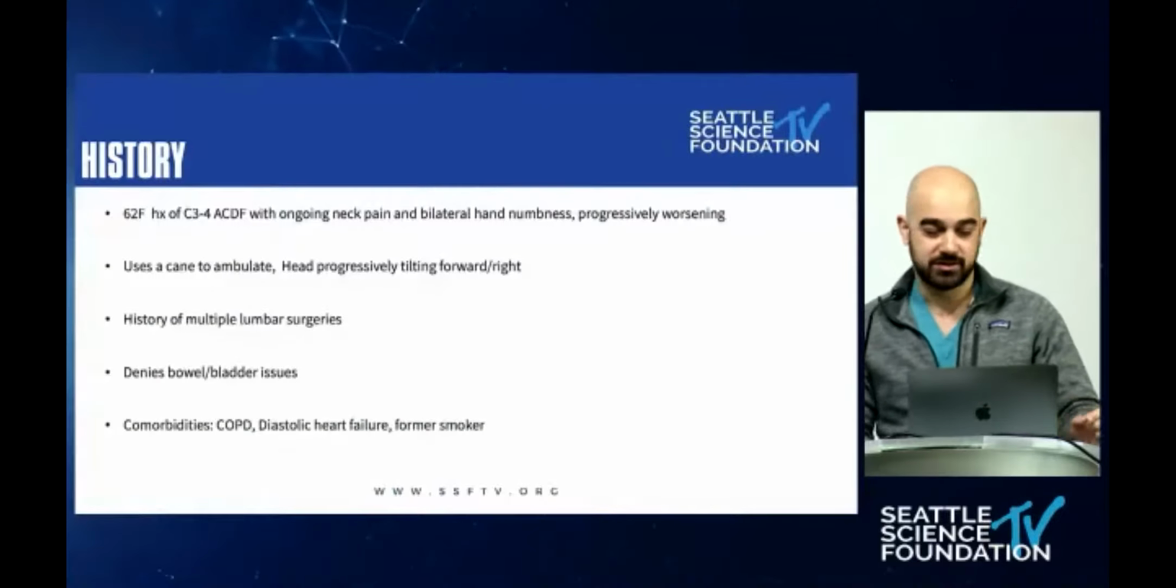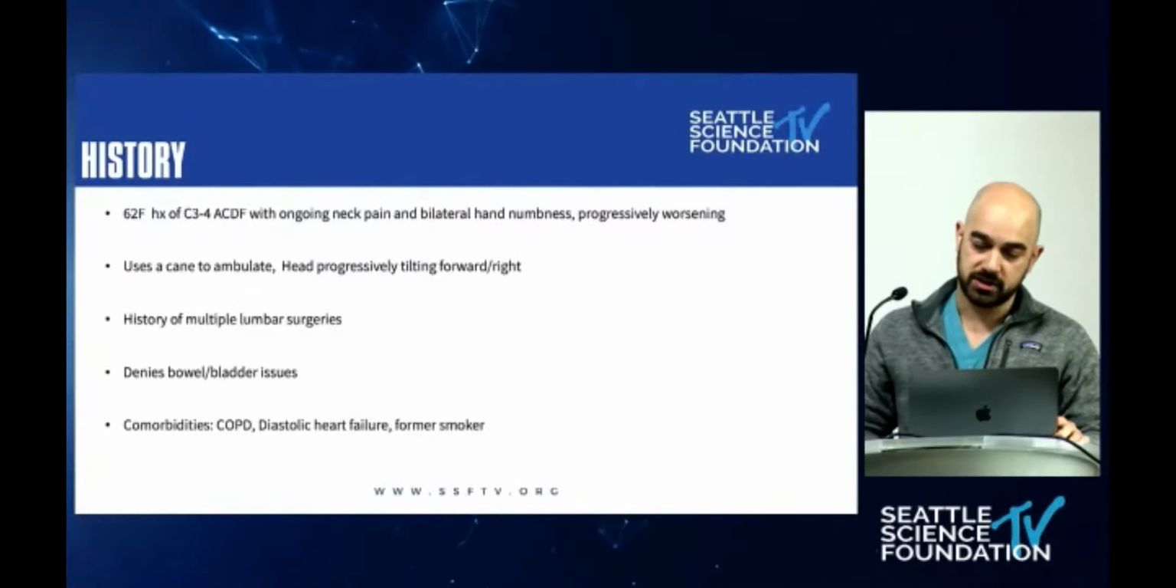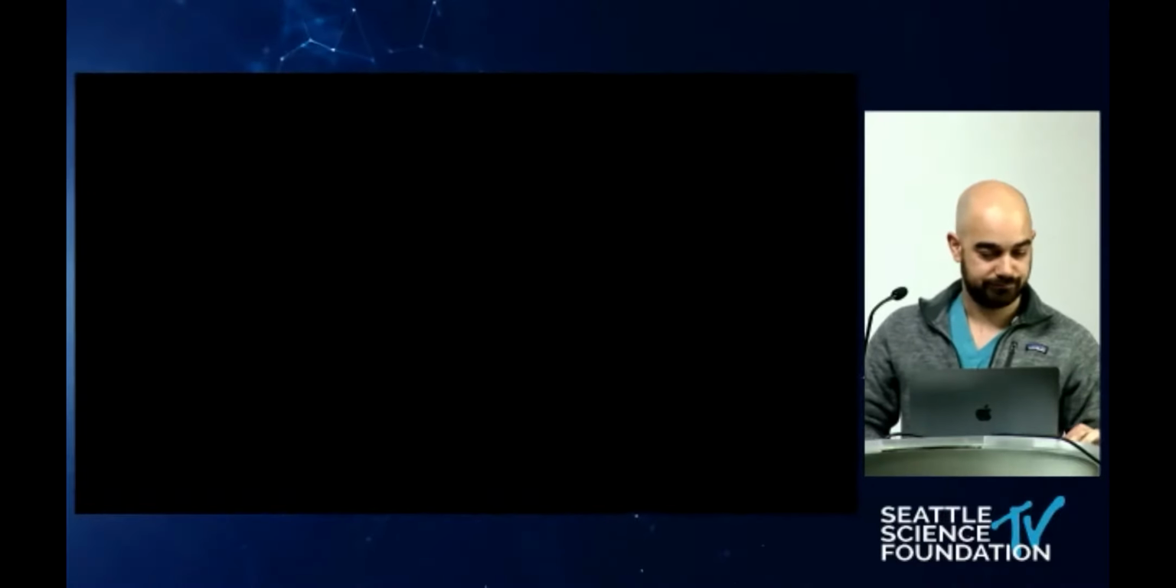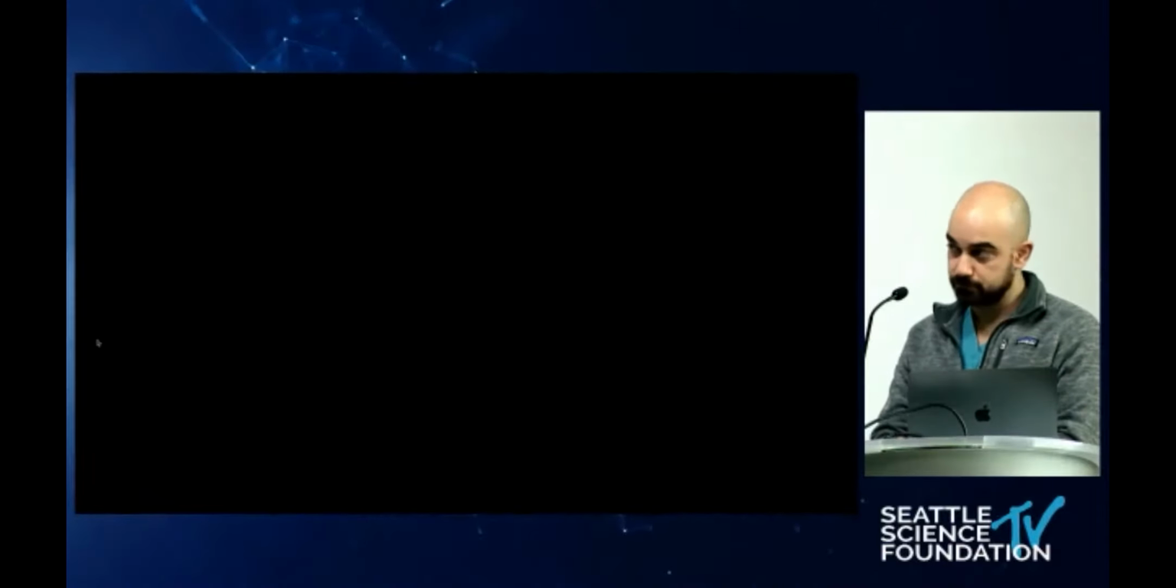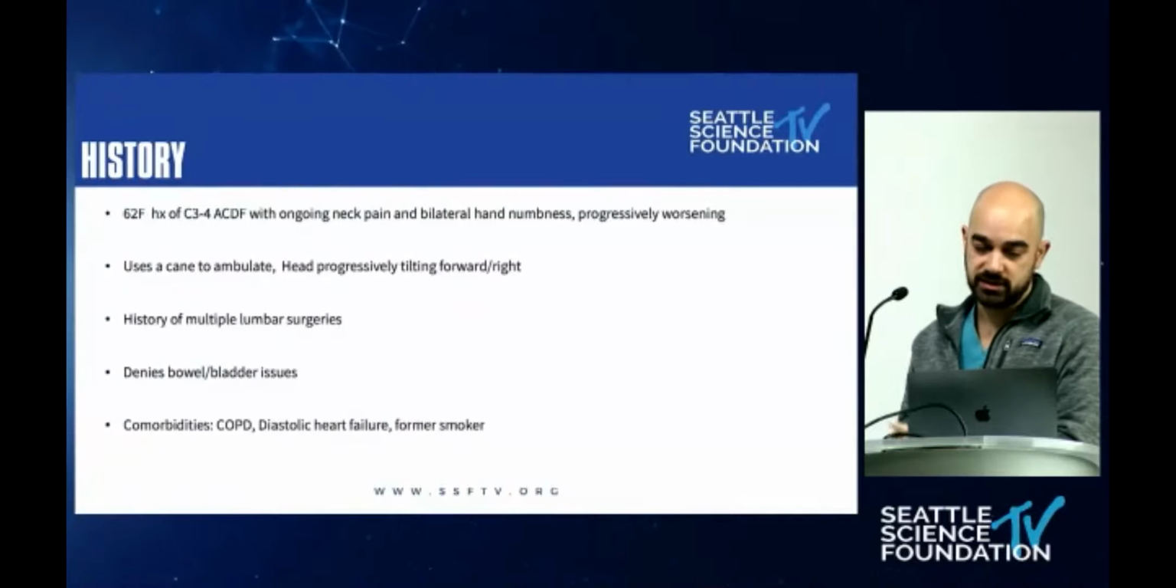All right. This patient is a 62-year-old female. She had a history of C3-4 ACDF with ongoing neck pain and bilateral hand numbness that was progressively worsening over the years, along with her ambulation. At this point, she has to use a cane to ambulate, and she feels that her head is progressively tilting forward and to the right. She has a history of multiple lumbar surgeries, including fusion at multiple levels and eventually removal of hardware. She doesn't have any bowel or bladder issues. Her comorbidity is that she has COPD.